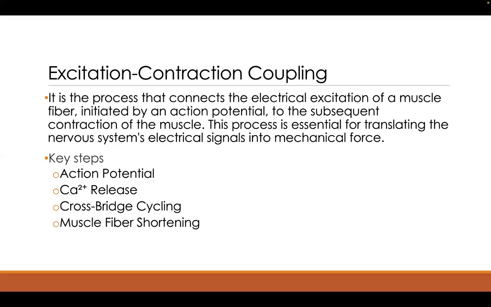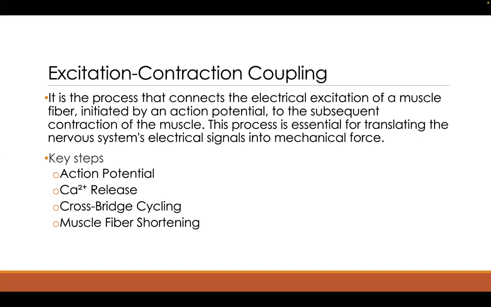What is excitation-contraction coupling? It is a physiological process that links the electrical excitation of a muscle fiber to its contraction. The excitation of the muscle fiber is the process that we just looked into. This process ensures that the electrical signal, which is the action potential, is translated into a mechanical response. There are key steps in this. We have the action potential, the calcium release, the cross-bridge cycling, and the muscle fiber shortening.